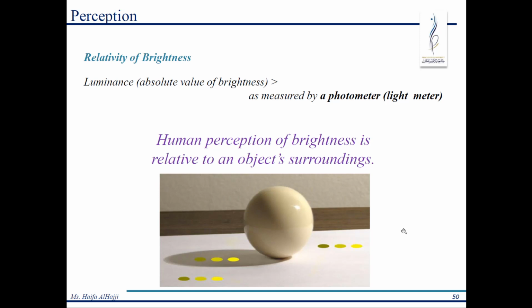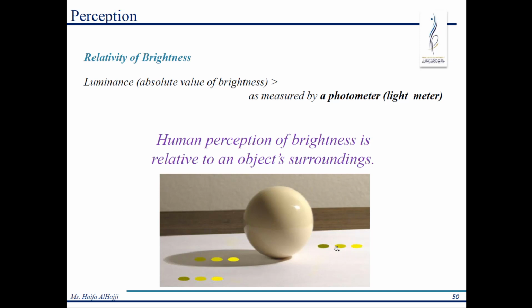Now let's start talking about the phenomena of perception. The most important one I told you about earlier is the relativity of brightness. We see the brightness of an object according to the surrounding brightness. For example, in this image we have three dots, three colors. They are exactly the same brightness, but how you perceive them depends on where you're located.